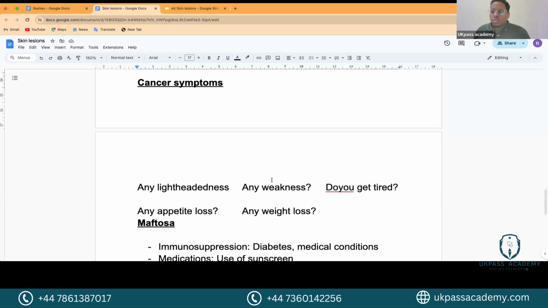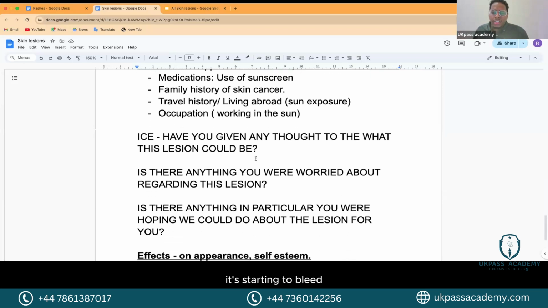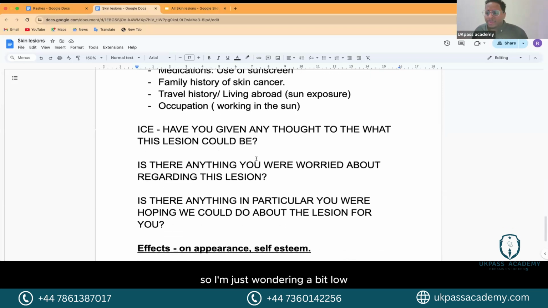Smoking, alcohol. Okay. Who else is at home? Okay. Have you given any thought as to what could be the cause of your lesion at the moment? I'm not too sure, doctor. Right. And is there anything particularly worrying about this lesion for you right now? Well, I mean, it's starting to bleed, so I'm just wondering, like, what's going on?